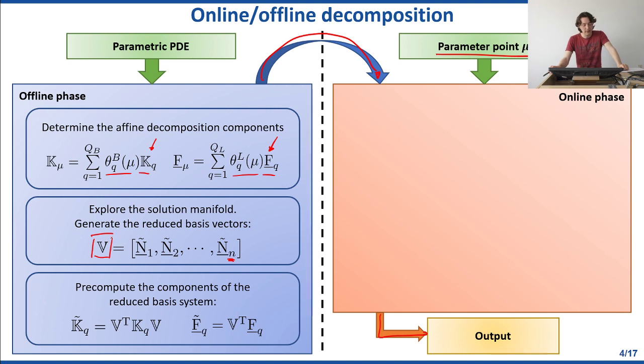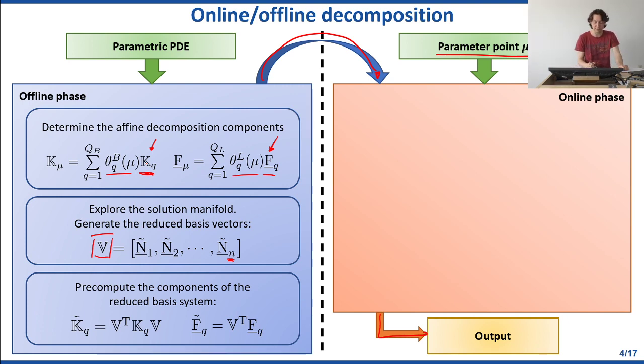Once we have done that, we're not going to jump right to the online phase. Again, we want to make sure that the online phase is independent of anything that is 10 million degrees of freedom dimensional. So we have to pre-compute the systems of equations that we're going to need during the online phase, which is effectively each of these stiffness matrices, but now represented in that reduced basis.